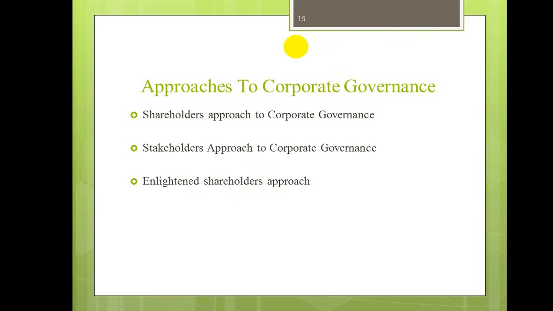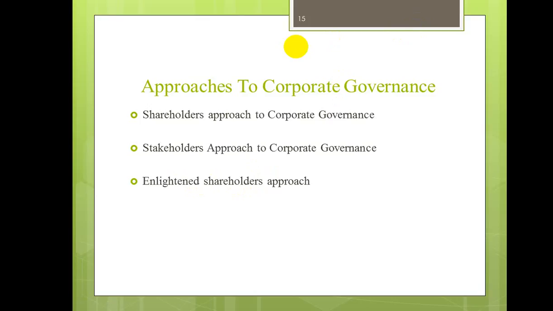Now we can see the approaches to corporate governors. We have three approaches. The first one is the shareholder approach to corporate governors. It means that the governors should take care of the shareholders' interest rather than any other stakeholders or managers. So the governors should show deeper concern for the shareholders.